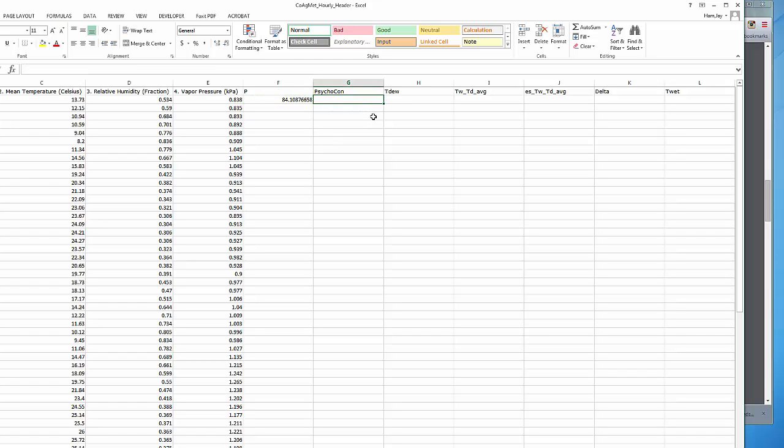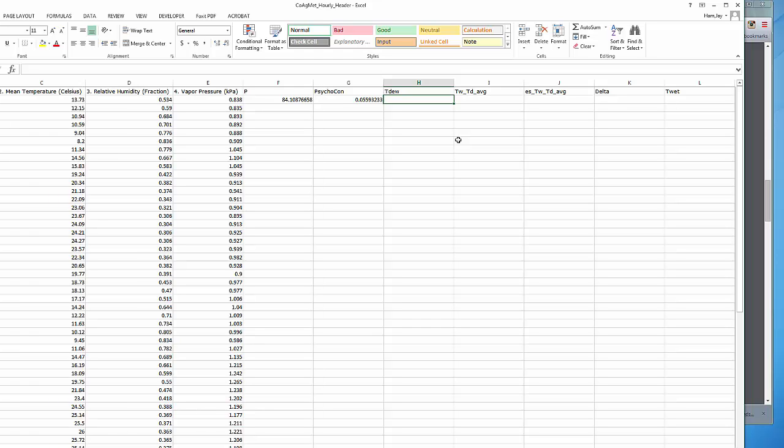The psychrometric constant now can be approximated from that pressure. So we say it's equal to 0.000665 times the pressure. And we get about 0.056, which is pretty typical for our elevation. Now we're ready to approximate the dew point temperature. Okay, there's formulas for that in your textbook. Again, I believe it's equation 3.14 in the Campbell and Norman textbook.